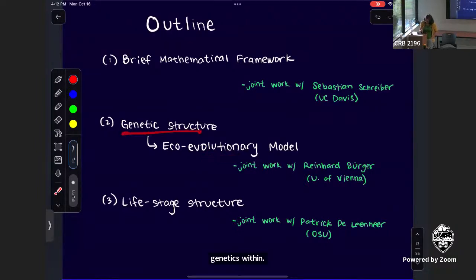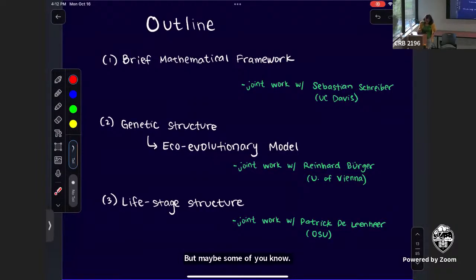So this is an abstract model. And then finally, I will talk about some work motivated by the goal of eliminating a harmful species, through a stage-structured model. That is work with Reinhard Berger, and the last project is work with Patrick Killing at OSU, who maybe some of you know.